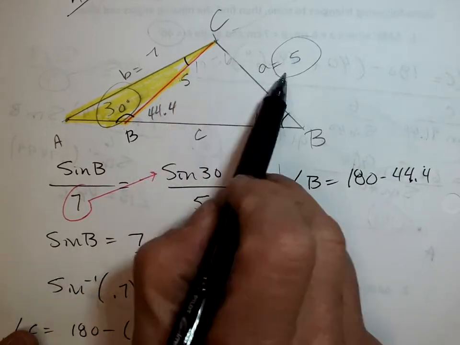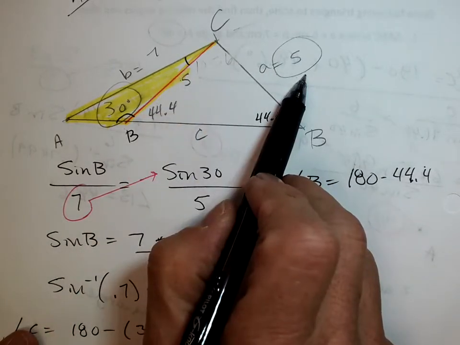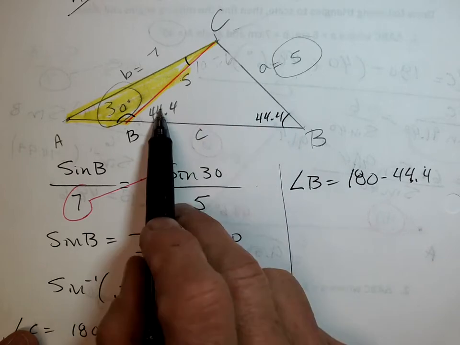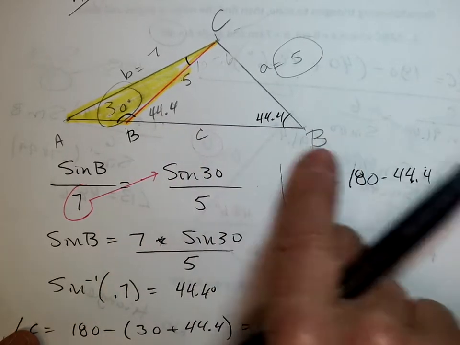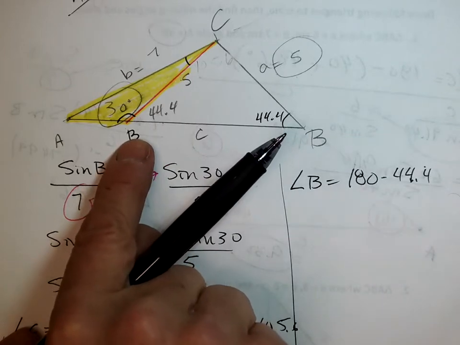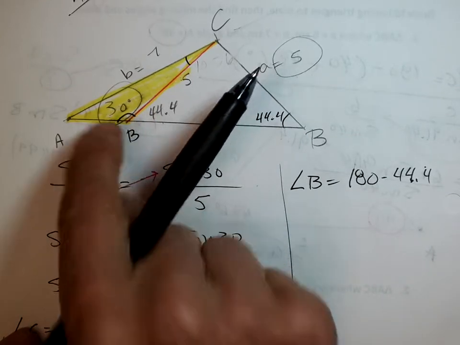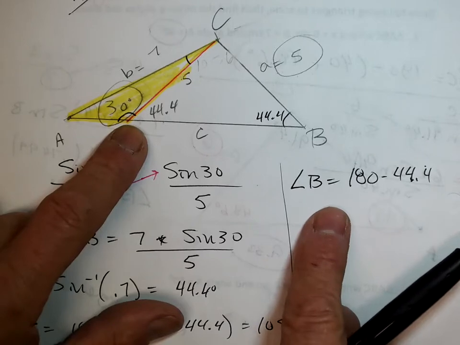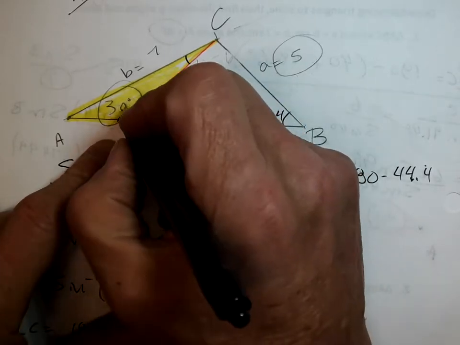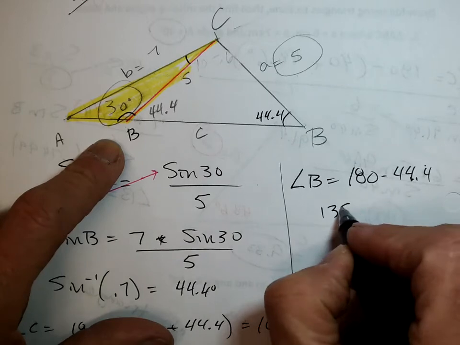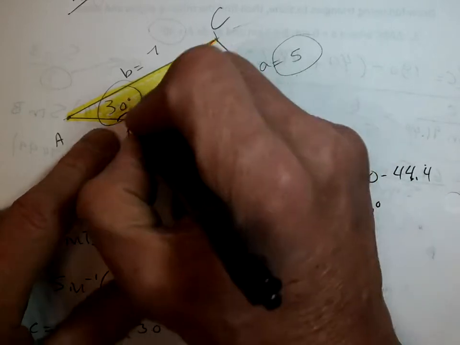These two sides are equal. It's an isosceles triangle, which makes these two angles equal. 44.4, 44.4. Angle B is no longer here. Angle B is over there. So to find the answer to angle B, 180 degrees makes a straight line. So I'm going to go 180 minus my 44.4, and I get an answer of 135.6. So angle B now is 135.6 degrees. So I'm going to put that in there.